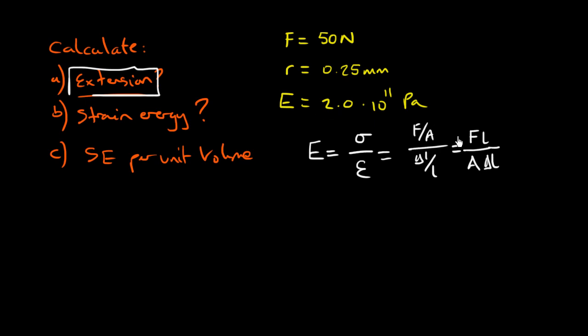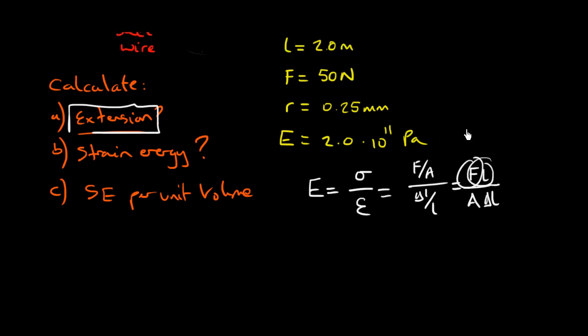And what else do we have? We know the force, which is 50 newtons. We have the length, which is 2 meters, the original length. We have the area, because they give us the radius and we can find that out, because it's just going to be pi r squared, but be careful to change this into meters before. And so we have everything we need except what they ask us for, which is this delta L.